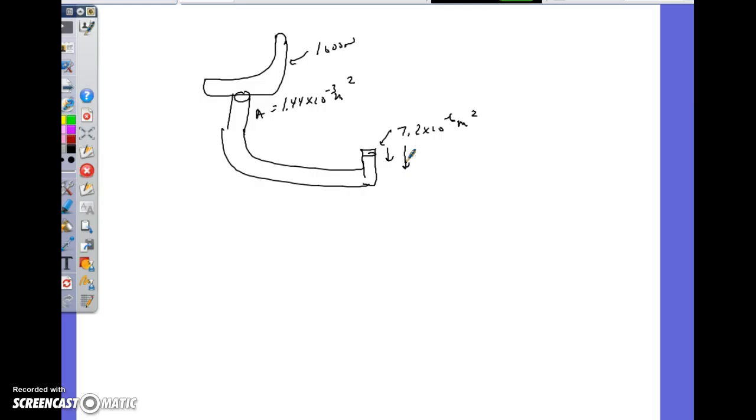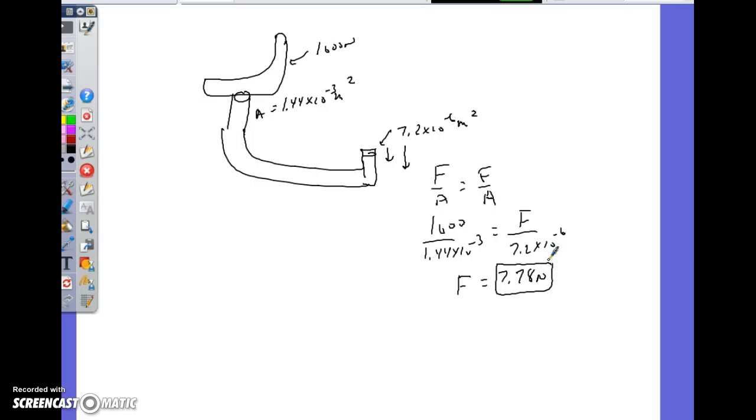We've got F over A equals F over A. So I've got 1,600 divided by 1.44 times 10 to the negative third is equal to F over 7.2 times 10 to the negative sixth. So I'm going to cross that out. 10 to the negative 6 times 1,600 divided by 1.44 times 10 to the negative 3, and I get a lovely F of 7.78 newtons.